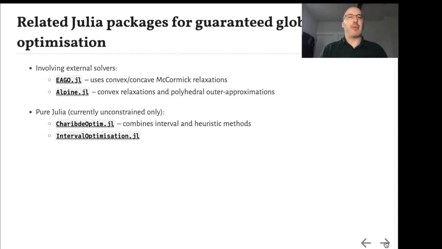Just to mention some related Julia packages for guaranteed global optimization, EAGO.jl is a pretty extensive global optimization package using convex and concave McCormick relaxations. Alpine.jl also uses convex relaxations, and both of these call out to external solvers. So for unconstrained optimization, there's Charybdis, Optim, and IntervalOptimisation.jl that I've been involved with. Charybdis is particularly interesting because it combines interval methods with heuristic methods. This current talk is about extending interval optimization to constrained global optimization of nonlinear problems.